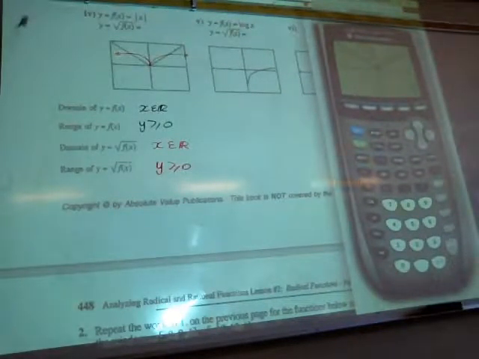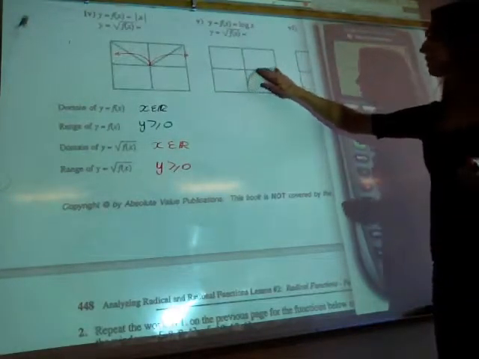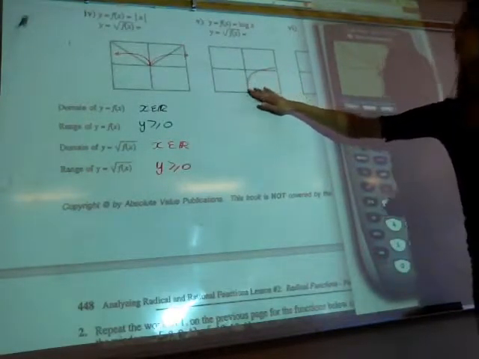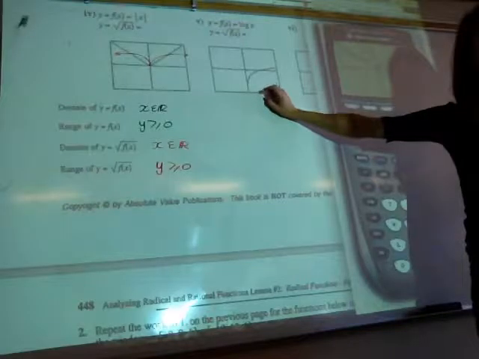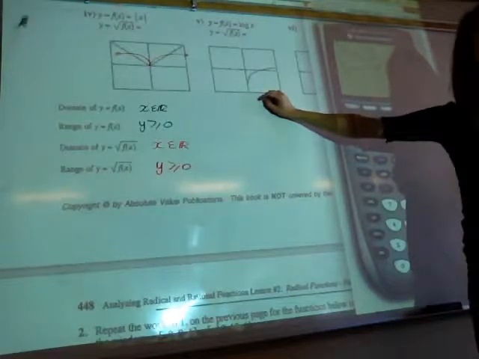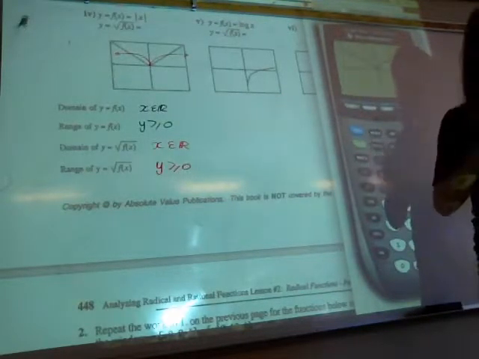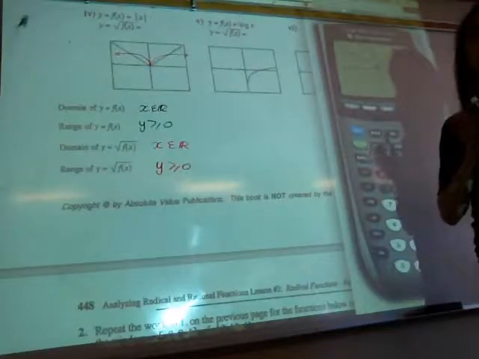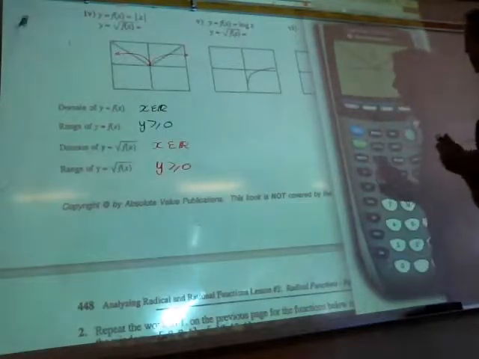Now let's look at the logarithm. This is the base logarithm of x here. What is the domain? Do you guys remember anything about vertical asymptotes with logarithms? Where is that vertical asymptote? The y-axis, or x equals 0.